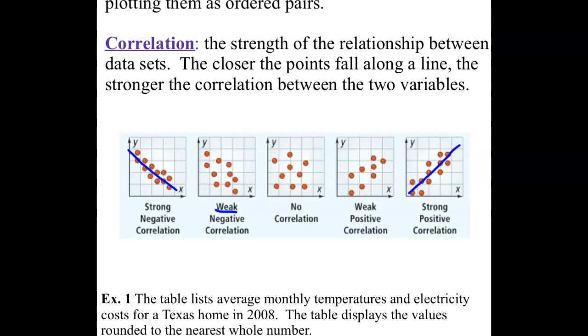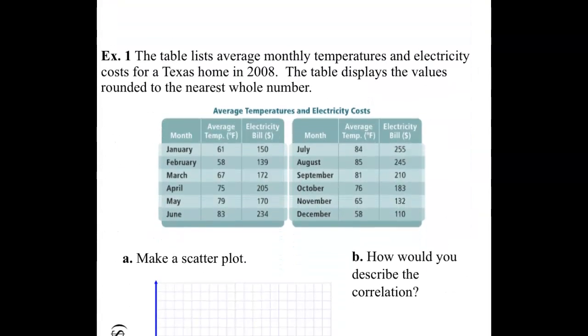So if I asked you to analyze this data, it lists the average monthly temperatures and electricity costs for a Texas home in 2008. The table displays the values rounded to the nearest whole number. So we have 12 sets of data from January through December. We are given a temperature and what the electric bill was. If we were to graph all of that, we'd be able to see what type of correlation we have.